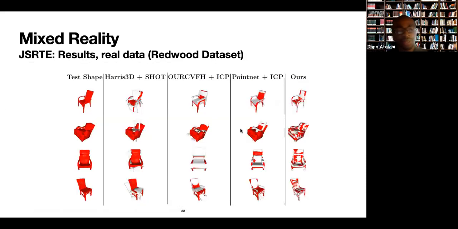So what you're looking at on the left is the input shape from the Redwood dataset, and all the way on the right is our result. And what you should be looking at is the gray shape is the prediction, and the red shape is the ground truth. So I've overlaid them on top of each other so you get some intuition for how accurate it is. And here we compare to 3 different approaches, where you do this sort of template matching, where you have to search through the data set first to find the right shape. And then once you find the right shape, you try to estimate the transformation. And as you can see, we're doing better.